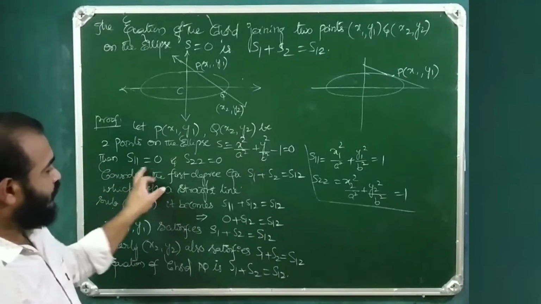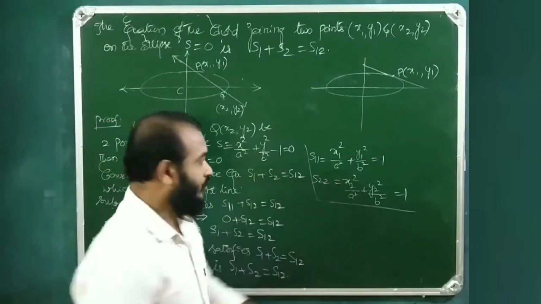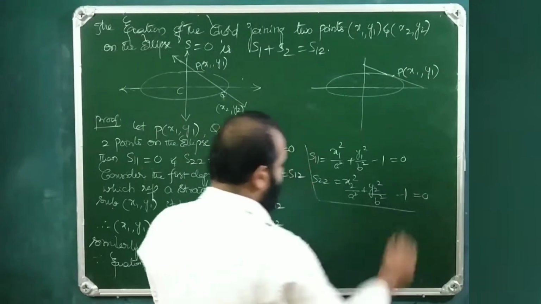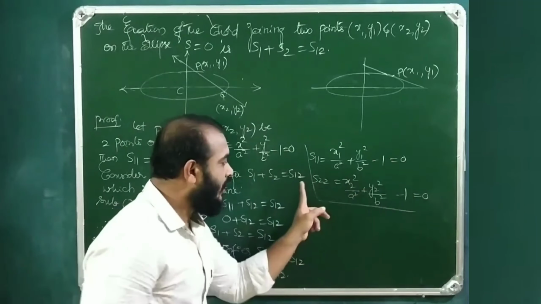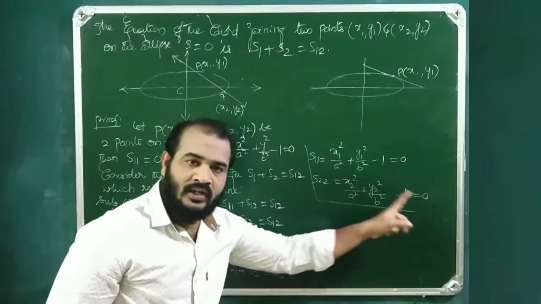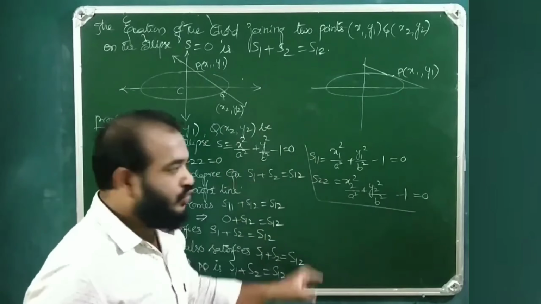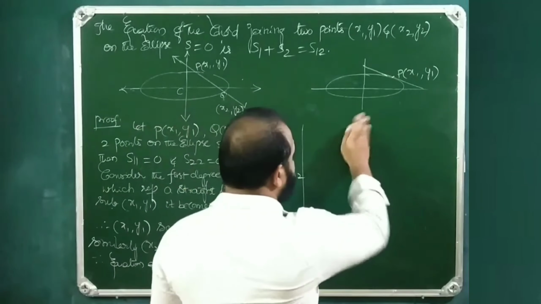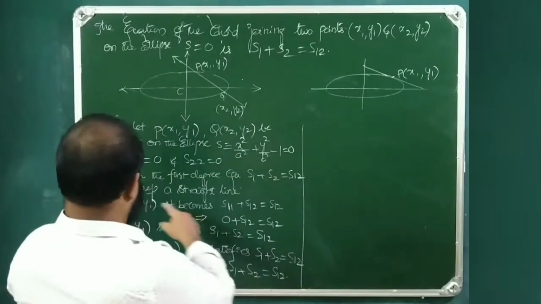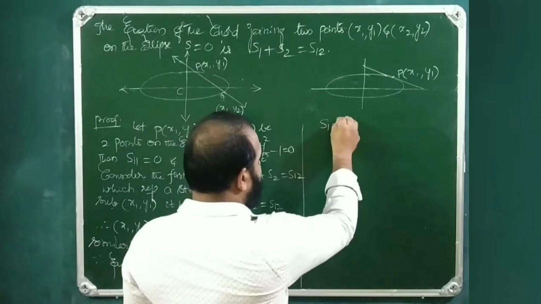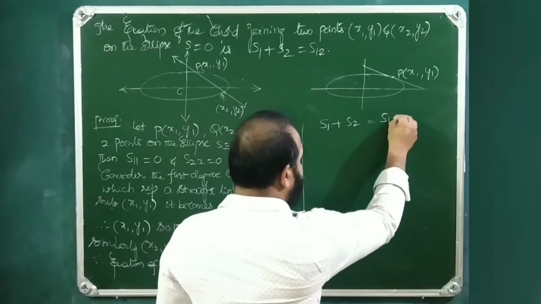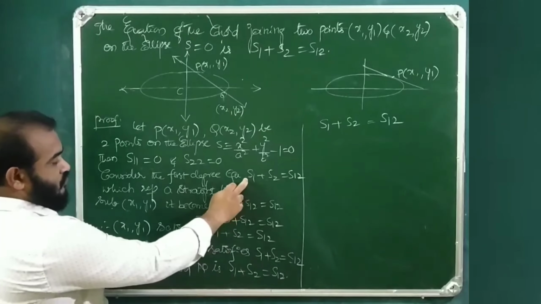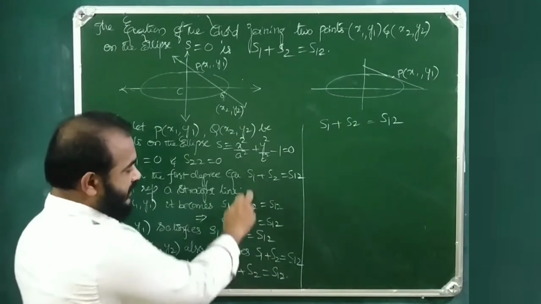So S11 equals to 0 and S22 equals to 0. This minus 1 equals to 0 and this minus 1 equals to 0. This is S11 equals to 0, S22 equals to 0, because the points x1, y1 and x2, y2 both are lying on the ellipse. Now consider the first degree equation S1 plus S2 equals to S12. So S1 plus S2 equals to S12. What is S1?